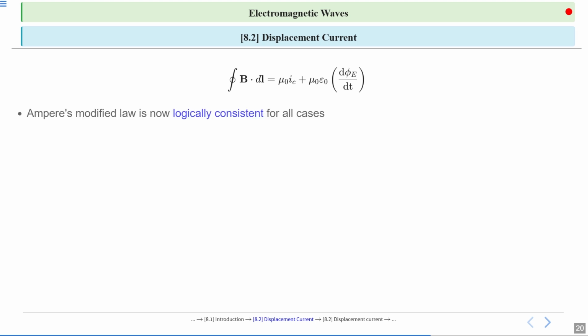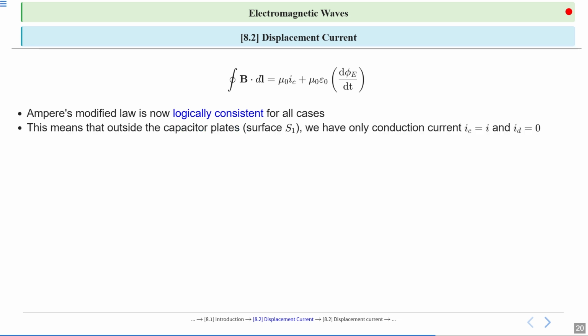Now Ampere's modified law is logically consistent for all the cases. You can see outside the plates of the capacitor, d phi E upon dt will be 0. Only mu naught IC will be there outside the capacitor. Inside the capacitor, IC will be 0, so that term will be 0, and only mu naught epsilon naught d phi E upon dt will be there. So between the plates and outside the plates of the capacitor, closed integral B dot dl will never be 0.